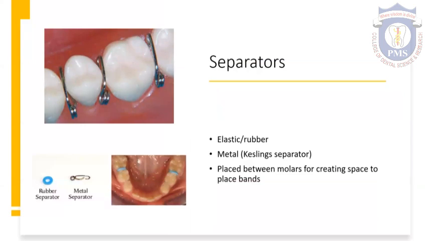Next is separators. Separators are placed between molars for creating space to place the bands. It can be metal separators known as Kesling separator or elastic separators as seen in the picture.